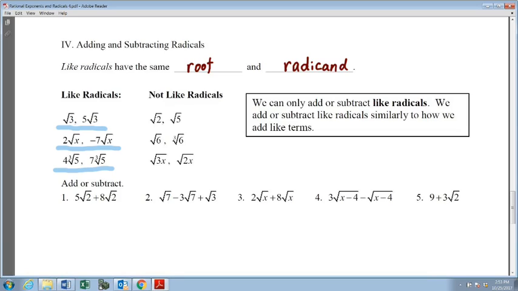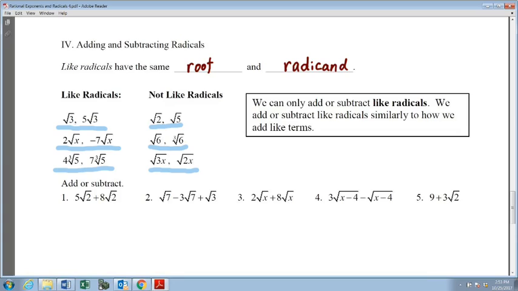Look at this side over here. Notice here, these two do not have the same radicand. These two do not have the same root. Now these two, the radicand looks similar. They're certainly both square roots, but the radicands have to be exactly the same. So those are not like radicals.